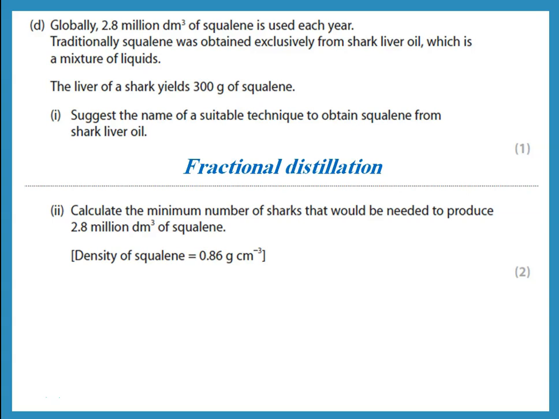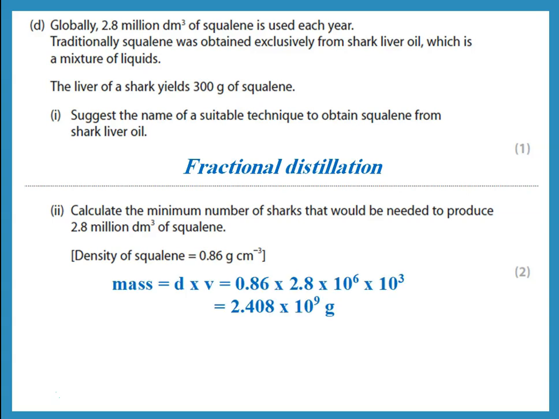Then he's saying calculate the minimum number of sharks that would be needed to produce 2.8 million decimeter cubed of squalene. Okay, now that means that I need to get a mass of squalene. How do I get mass from this information? Well, using the density. Density is mass over volume. So mass is density times volume.